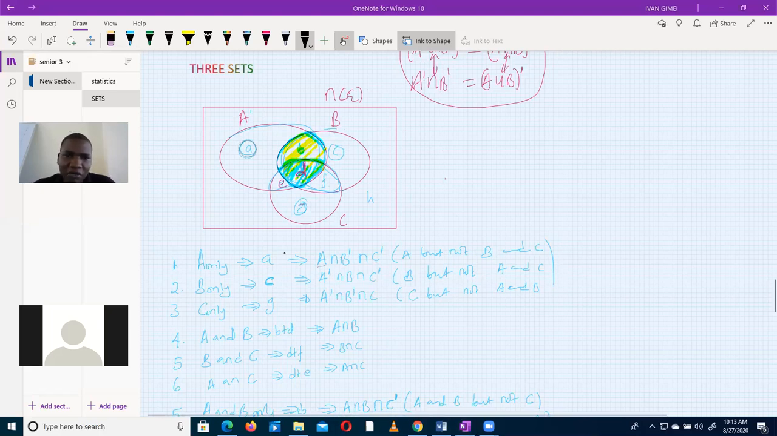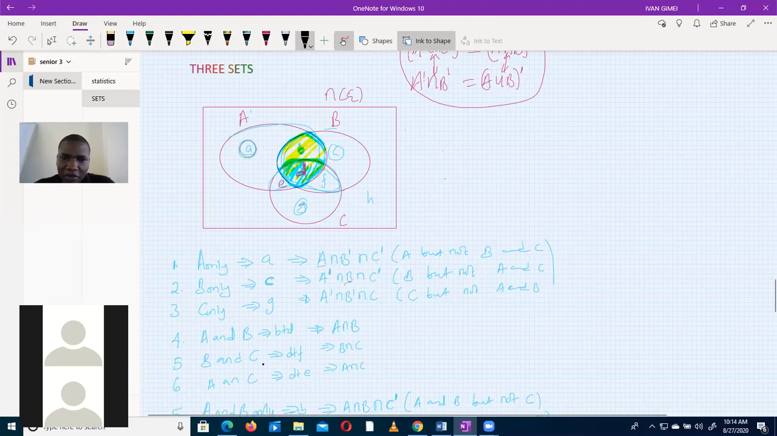So you need to know how to define the regions of the set. Then also B only, they can do the same thing. You notice that the complement is on A and C but not B. So they can say B only, or B but not A and C, or B but not A but not C, anything like that. Then C only, the same thing, it is the region G.